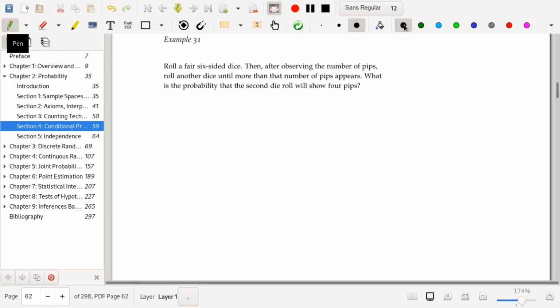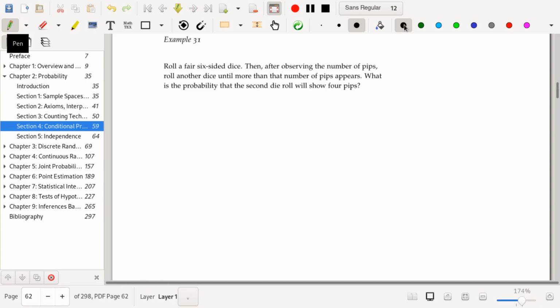We're rolling a die and we get a number. Let's say that we roll a 4. We're then going to start rolling that die until we get a number at least as large as 4. So the first time we roll it, we get a 1. The second time, we get a 2. The third time, we get a 6, and then we stop. We're going to record the number 6. So that's an example of how this works. What is the probability that the second die roll will show 4 pips?